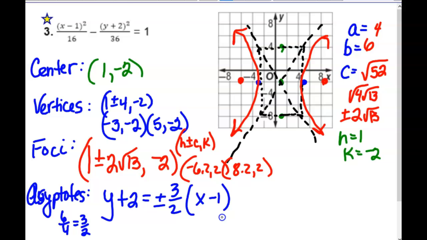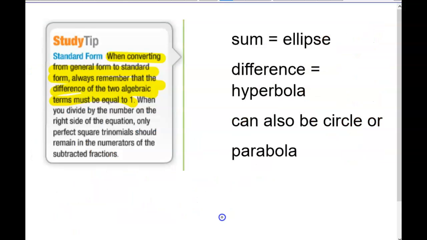Feel pretty comfortable with the graphing and finding everything? All right, so we are going to have to write equations of these, but we're going to wait till tomorrow, okay? Today, what we're going to practice is completing the square. It says when converting from general form to standard form, always remember that the difference of the two algebraic terms must be equal to 1. So we have to still make it equal to 1. If it has a plus in the middle, it is either an ellipse or a circle. If it has a minus in the middle of two squared terms, it's going to be a hyperbola.